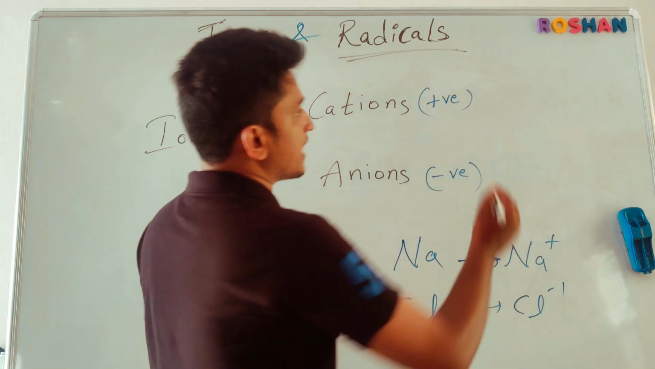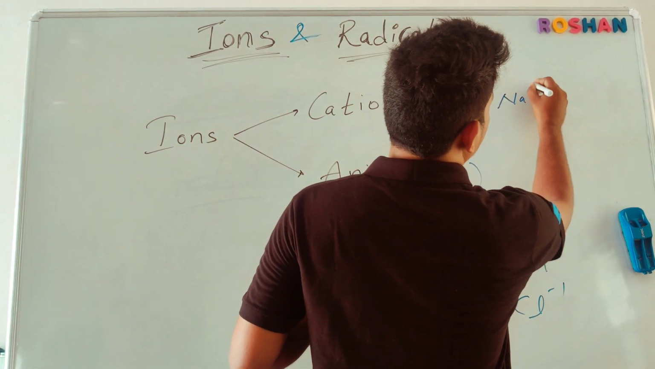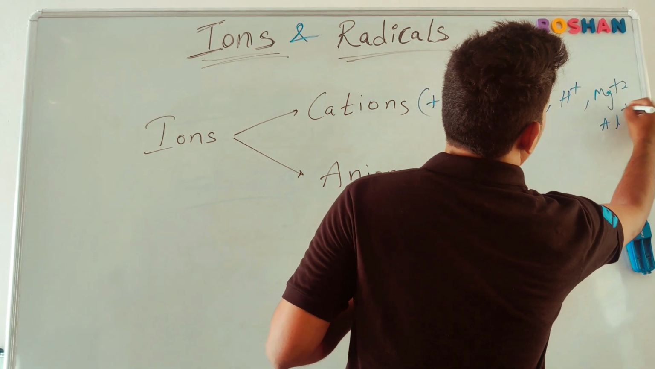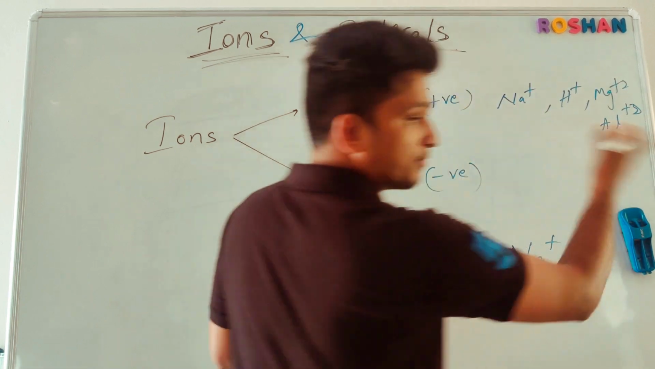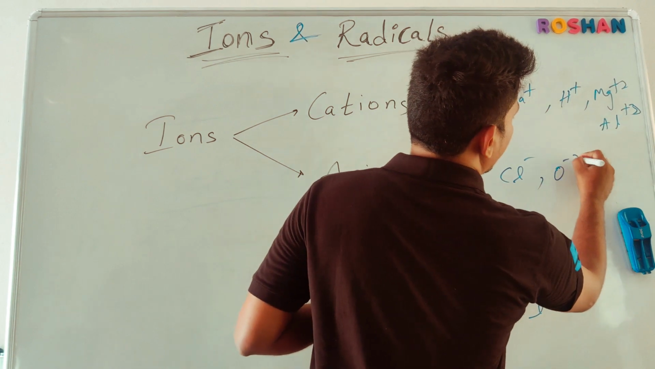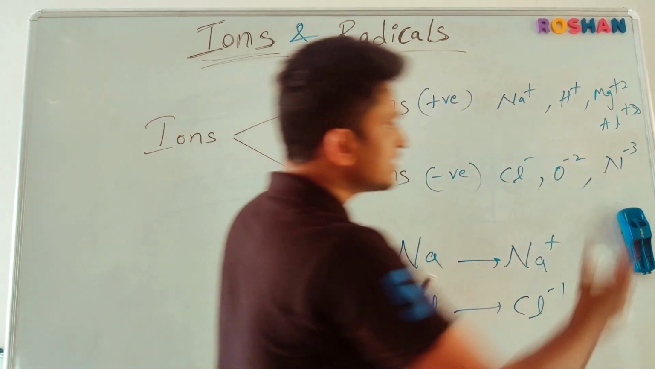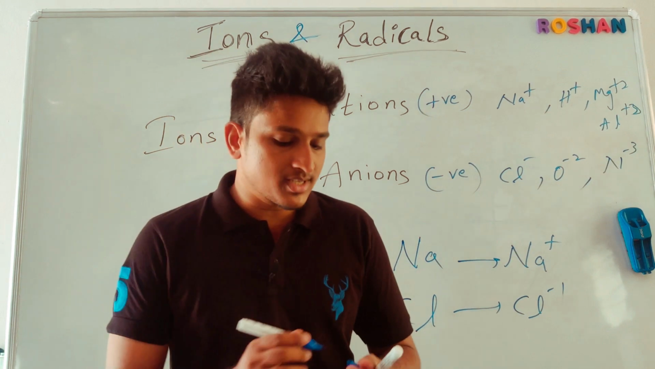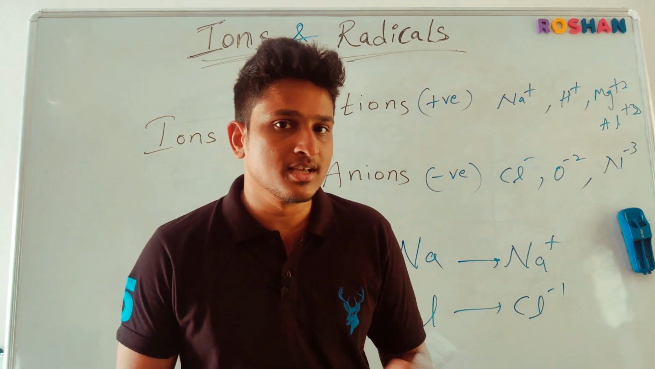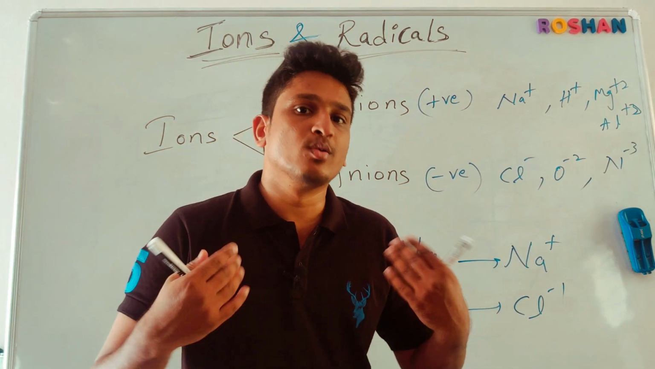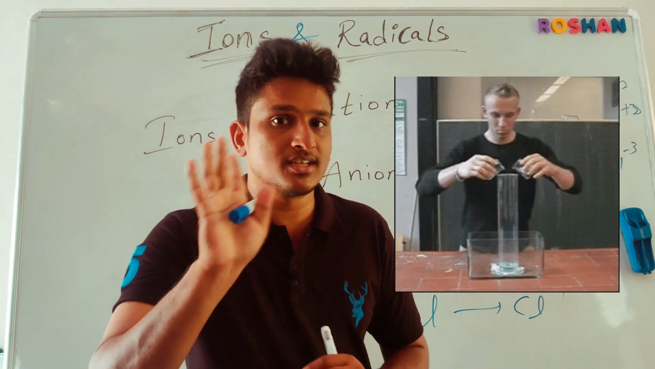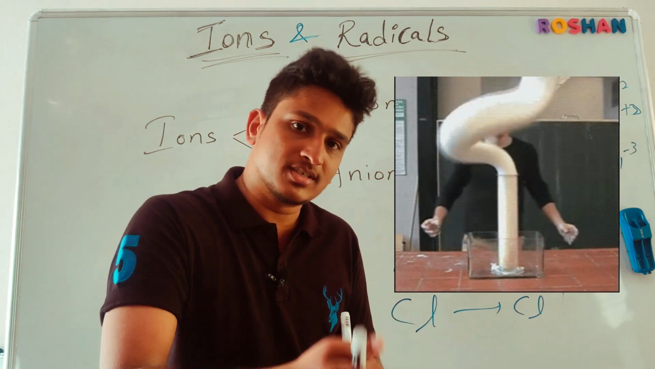So what are the examples of cations? Examples of cations are Na plus, H plus, Mg plus 2, Al plus 3. All these are cations. All have positive charges, yes or no? What are the examples of anions? Cl minus, O minus 2, N minus 3. So what is the charge on anions? Negative charge. What is the charge on cations? Positive charge. So ion formation takes place from atoms when an atom loses electrons or gains electrons. Why does an atom lose or gain electrons? During chemical reactions.